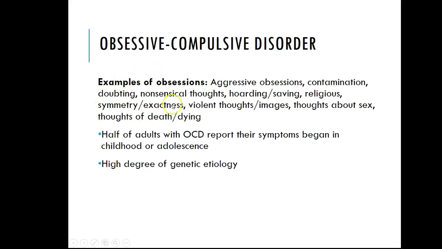So what is important here is to know that half of the adults who actually had OCD symptoms said that their symptoms began during childhood or adolescence. They just never gave it any proper attention, and thus it continued into adulthood. And just like when we talked about anxiety in general, this particular subset of anxiety, OCD, has a high degree of genetic etiology. What does that mean? It is highly heritable. So if a parent has that, they're very likely to pass it on to their children as well.